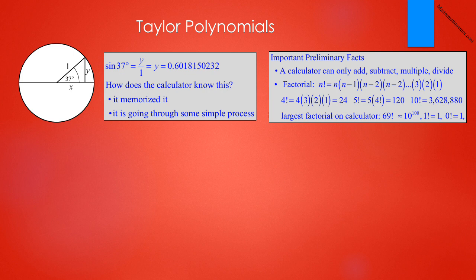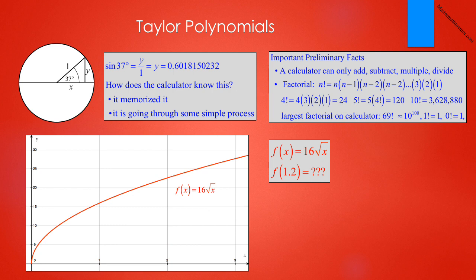Factorials get huge. 10 factorial is 3,628,800, and 15 factorial is over a trillion. The largest factorial that your calculator can take is 69 factorial, which is almost 10 to the 100th power. We will define 1 factorial to be 1 and 0 factorial to be 1 as well.